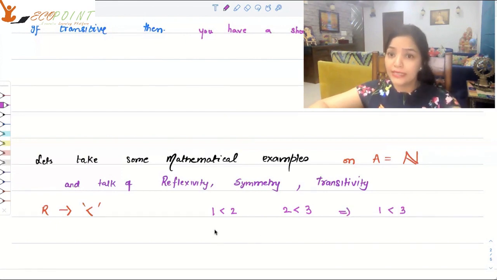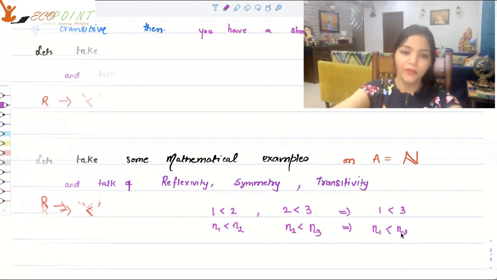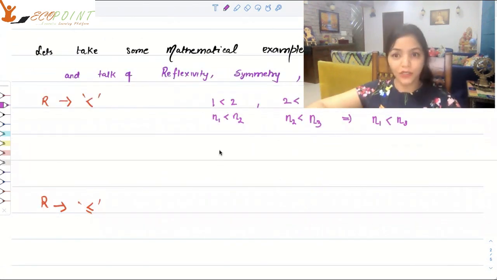Strictly less than is definitely a transitive relation, because this will happen with any general ordered pair that you take in terms of natural numbers. Natural number n1 is lesser than natural number n2, natural number n2 is lesser than natural number n3, and that would definitely imply that natural number n1 will be lesser than natural number n3. Okay. What about less than or equal to?